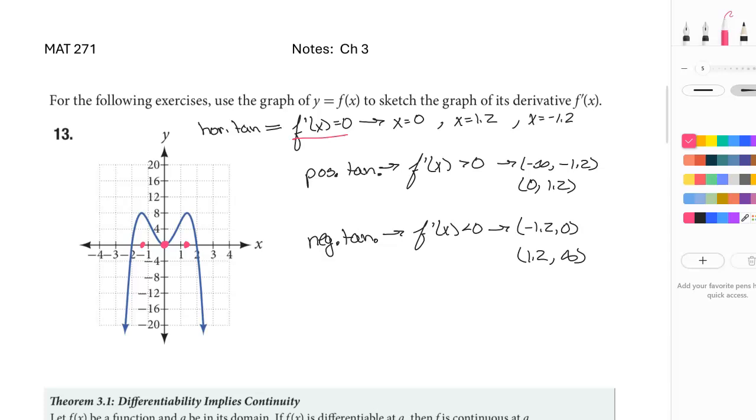So my derivative is going to be above the x-axis from negative infinity to negative 1.2. And then from negative 1.2 to 0, it's going to be below. And then from 0 to 1.2, it's going to be above. But then 1.2 to infinity, it's going to be below. So there's a quick sketch of what that derivative would look like for that function.